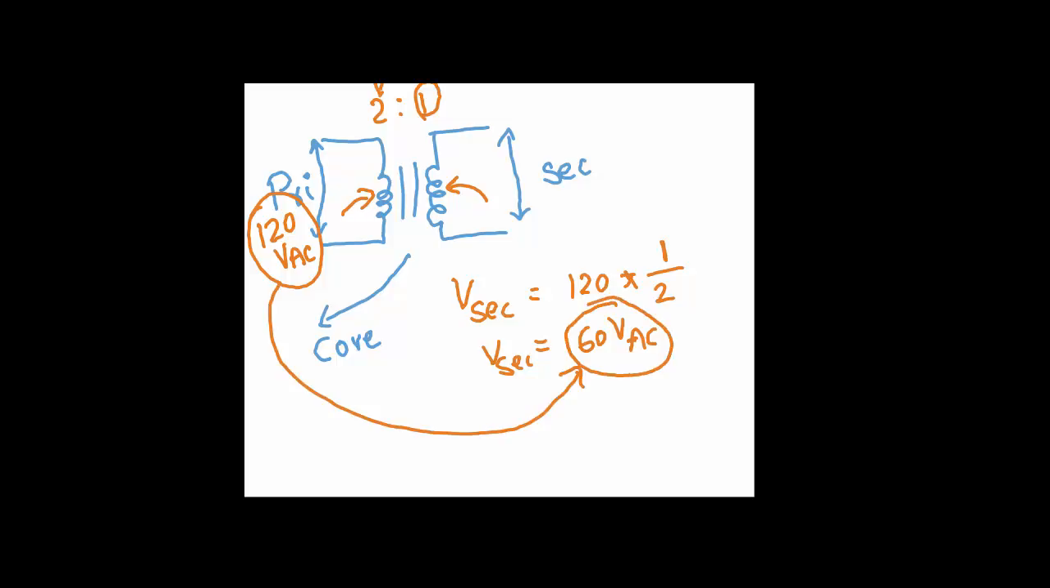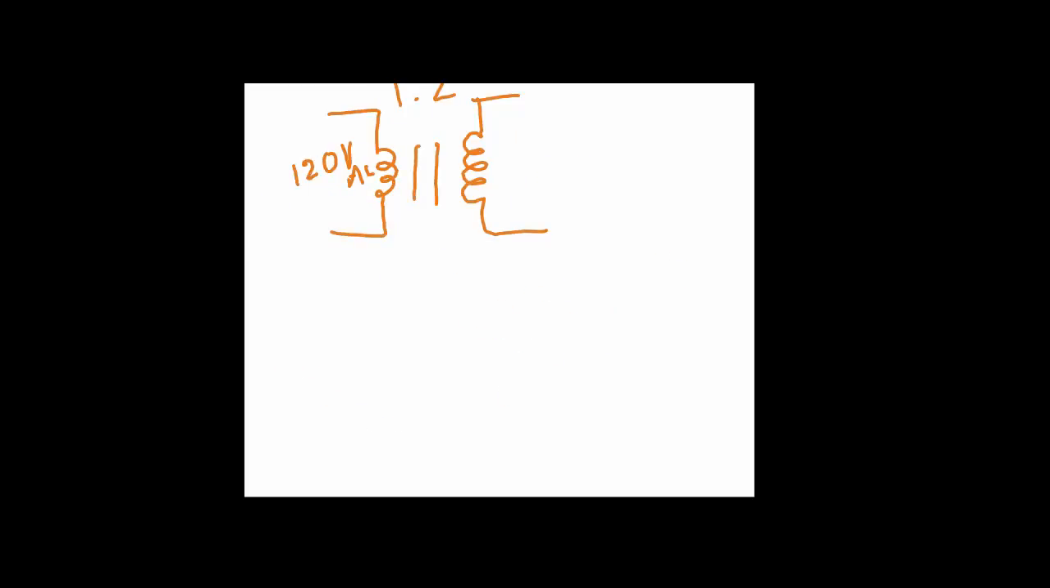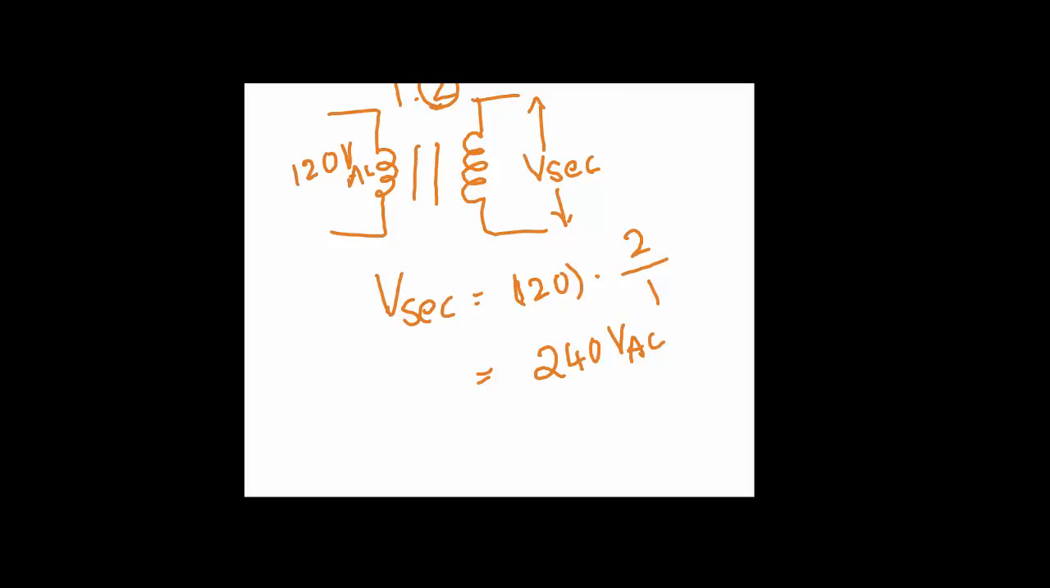So by changing these turns ratios, we can generate a different value of the secondary voltage. Let's say, for example, here we are asked to find out the secondary voltage of this transformer having a turns ratio of 1:2. So the secondary voltage is nothing but the primary voltage, which is 120 volts, times 2 over 1. So remember that this ratio is the secondary turns over the primary turns. So in this case, 120 times 2 is 240 volts AC. So this transformer is a step up transformer because it is converting 120 volts into 240 volts, so a lower voltage into a higher voltage.